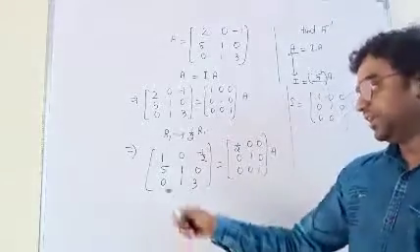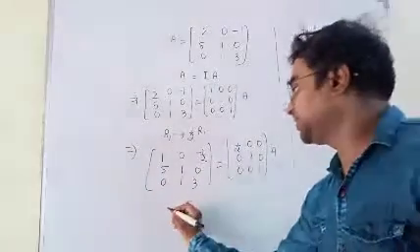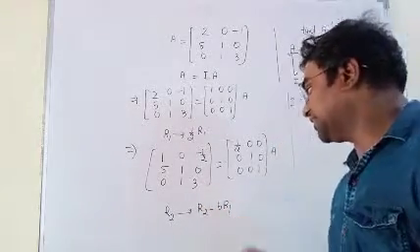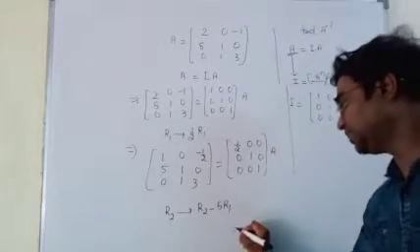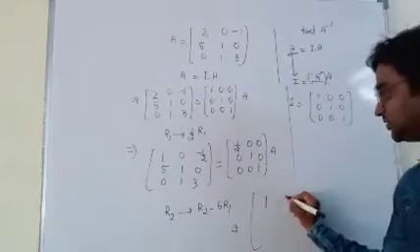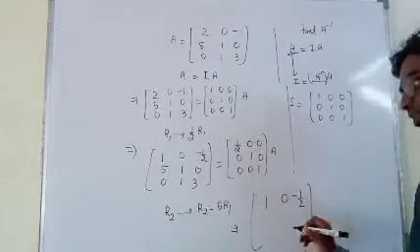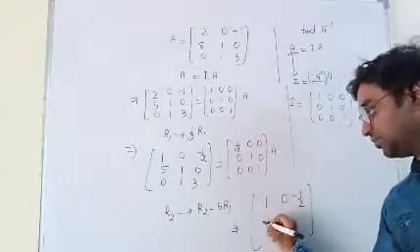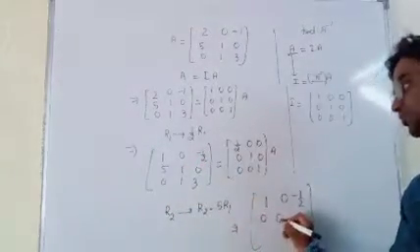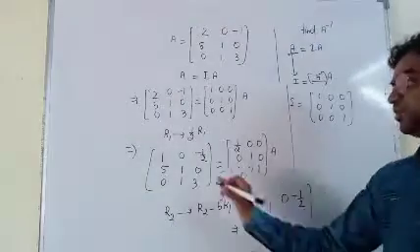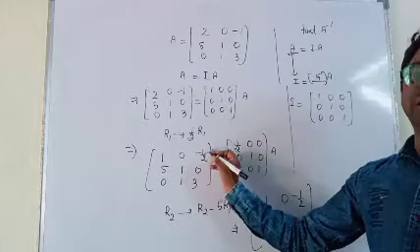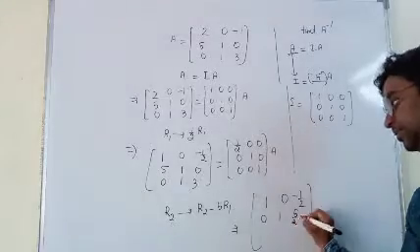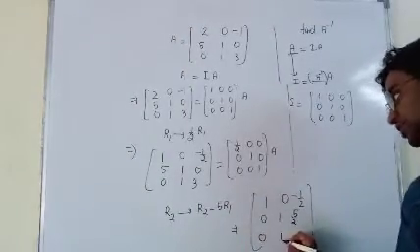Here we have to make it 0. How will you make it 0? If you write R2 tends to R2 minus 5 R1, this will become 0. The first row 1 0 minus 1/2 will be the same. There will be a change in the second row only. So this will become 0, and 1 minus 0 is 1, no problem. And multiplying by 5 and subtracting, this will become positive 5/2. Then this becomes 0 1 3.